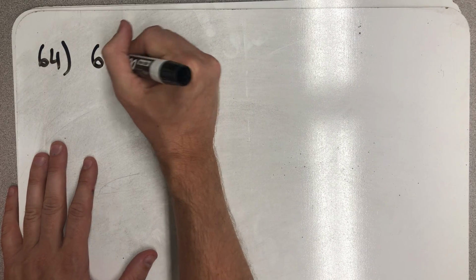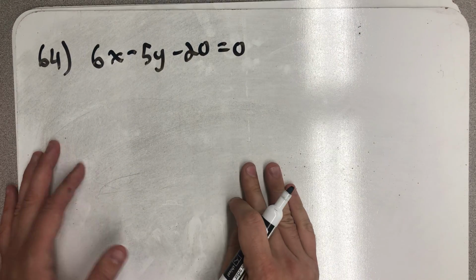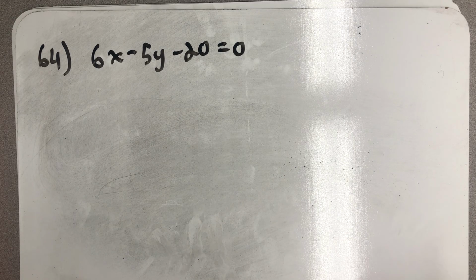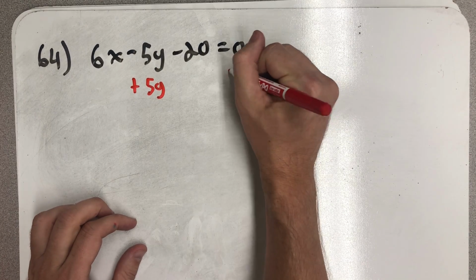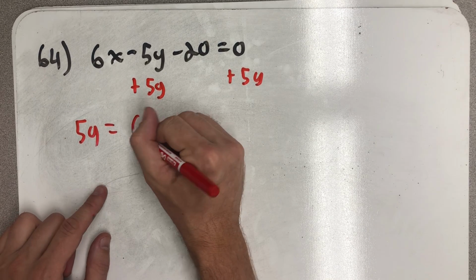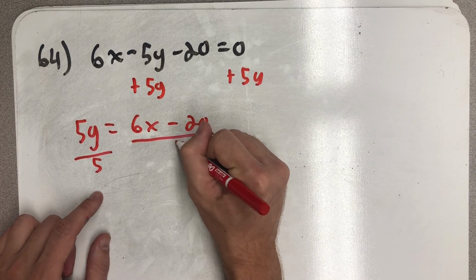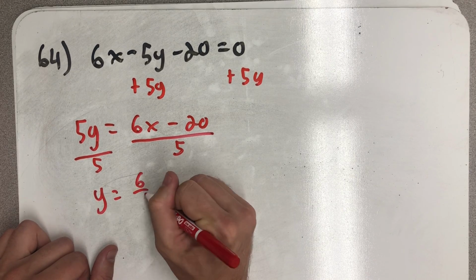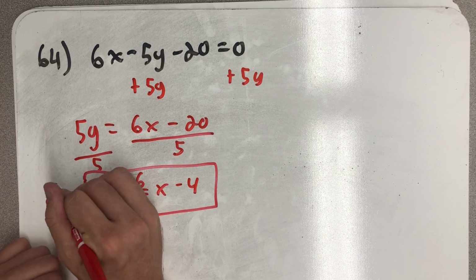So to start off here in number 64, we're given the line 6x minus 5y minus 20 equals 0. And we're asked to put this in slope-intercept form, and to me that always just means get y by itself. I'm going to choose to add 5y to both sides, which would mean 5y is equal to 6x minus 20. To get the y by itself, I just need to divide by 5. So here's the slope-intercept form of the line. That's my answer to part A.